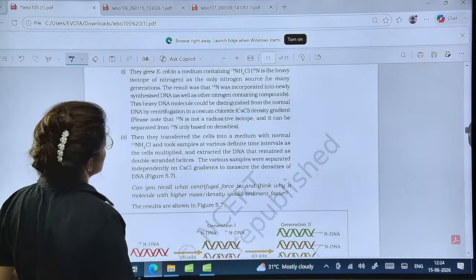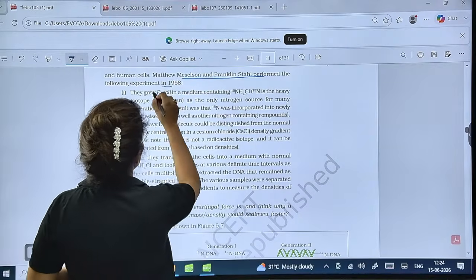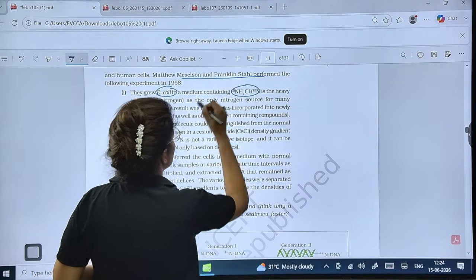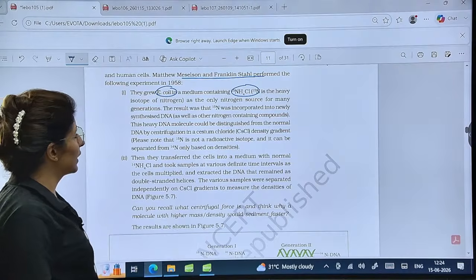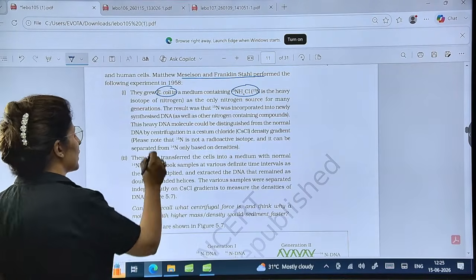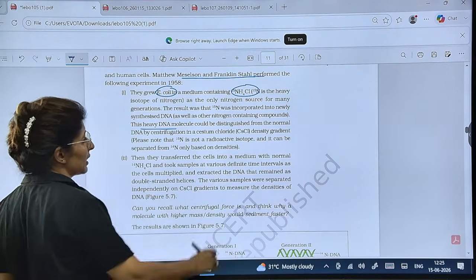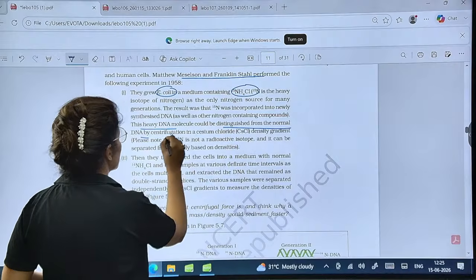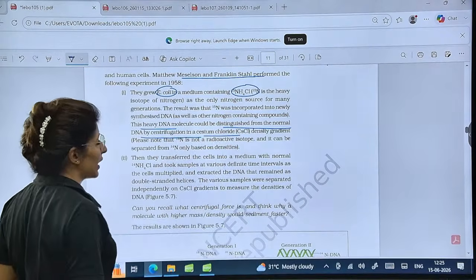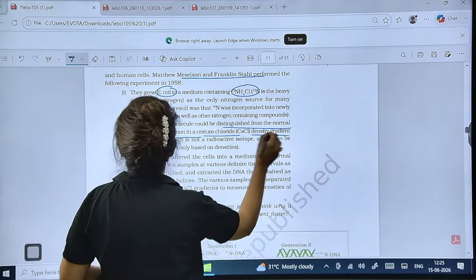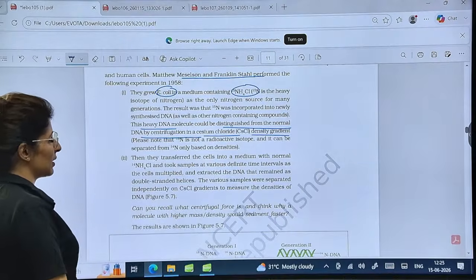See here, so this was the experiment. He grew E. coli in a medium containing N15 ammonium chloride. Is that clear? So it will incorporate and make heavy DNA, which can be easily distinguished from normal DNA by centrifugation in cesium chloride. So, the cesium chloride density gradient centrifugation method.